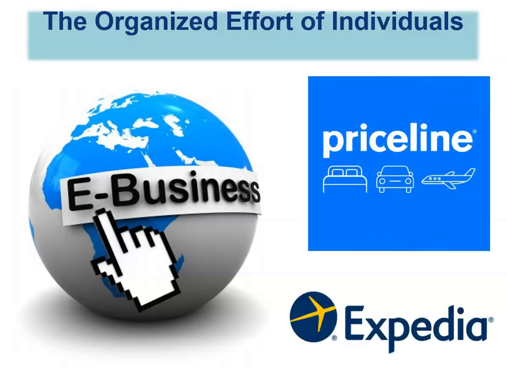Some examples of this would be Priceline and Expedia. We can access these businesses through the internet to get us those services or goods we need. If we want to get some travel taken care of, we use one of these to do that for us. So we're performing our business through the internet. That's why we call it e-business or online business.